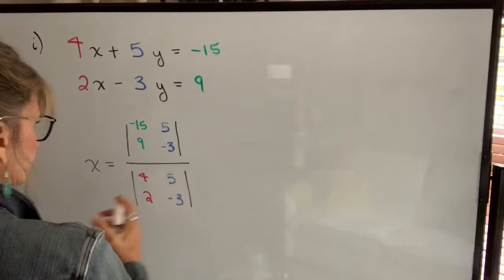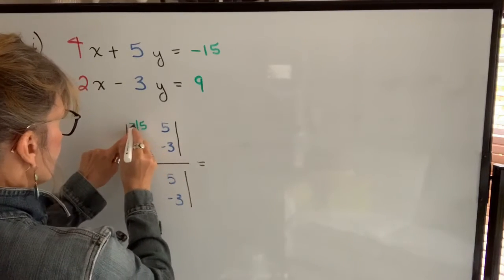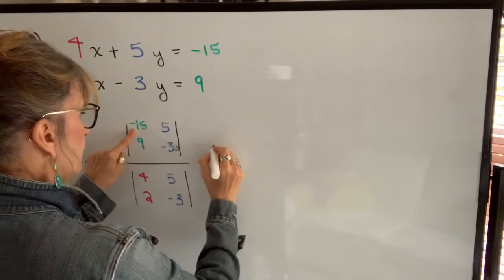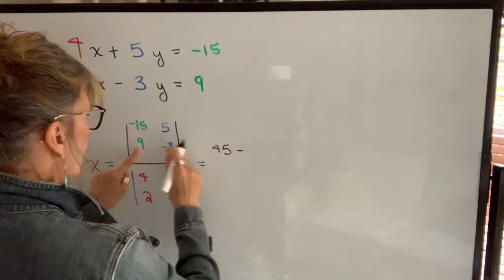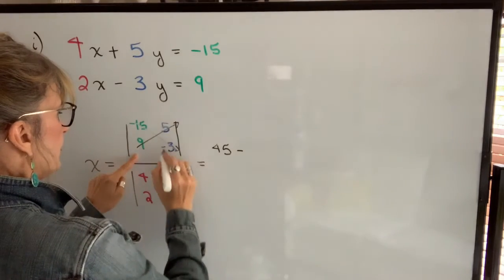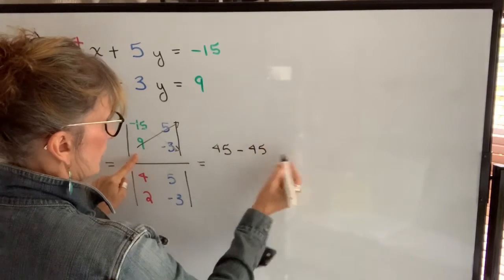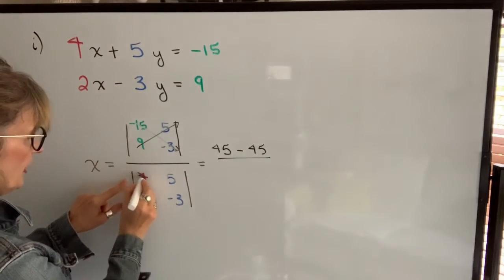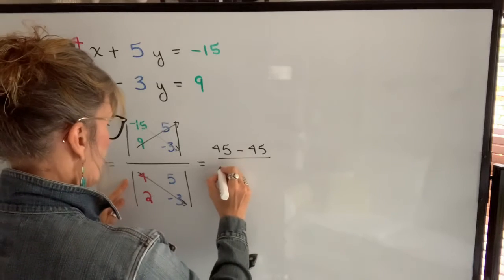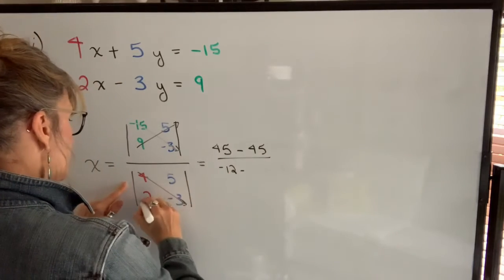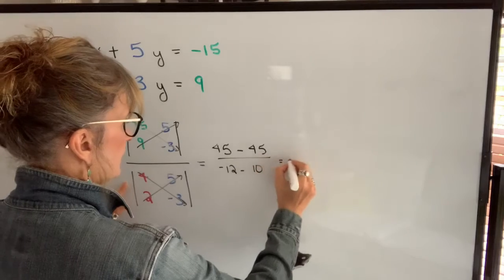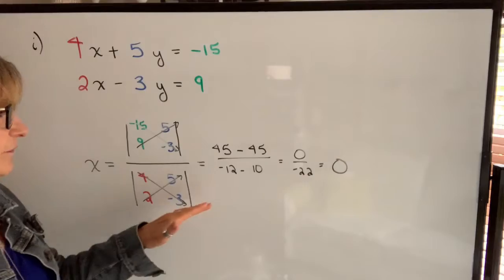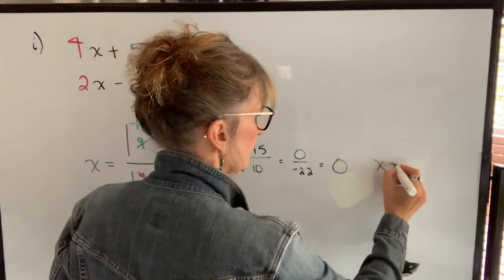Now we evaluate. So our numerator is going to be -15 times -3, which is 45, minus this diagonal, the secondary diagonal, 45. Well, I know that's a 0, I don't need to proceed. However, I will demonstrate. The denominator will be 4 times -3, which is -12, minus 2 times 5, which is 10. So 0 over -22, which is 0. And we found that before, x was equal to 0.